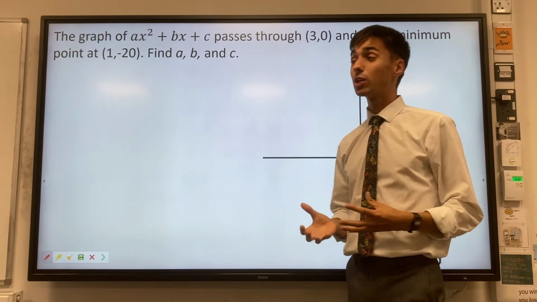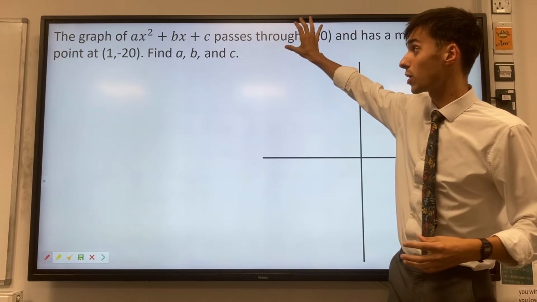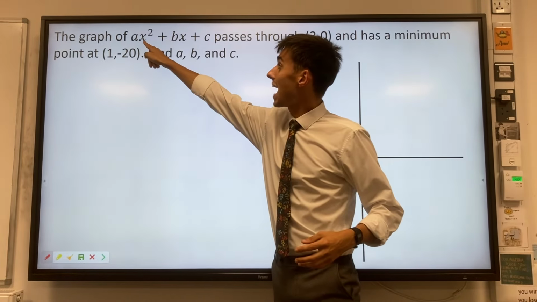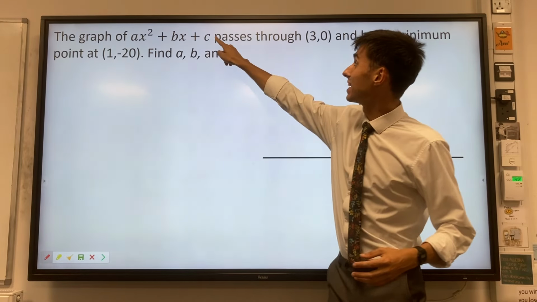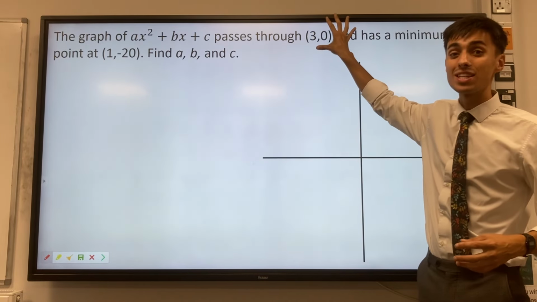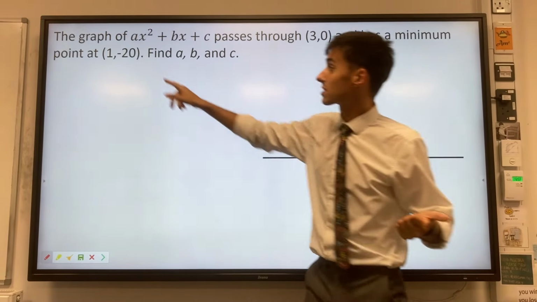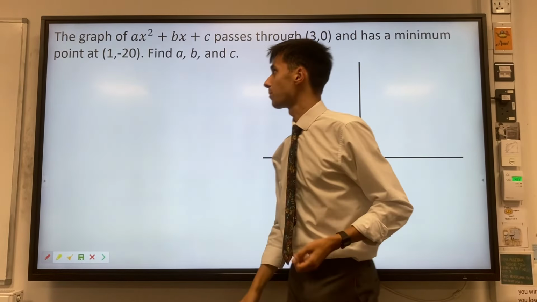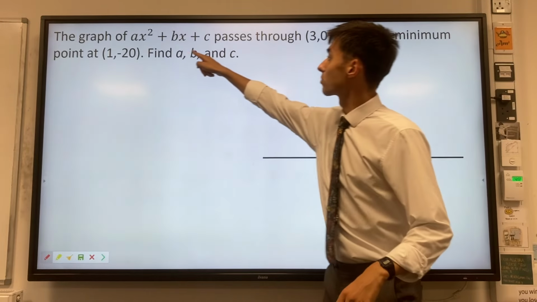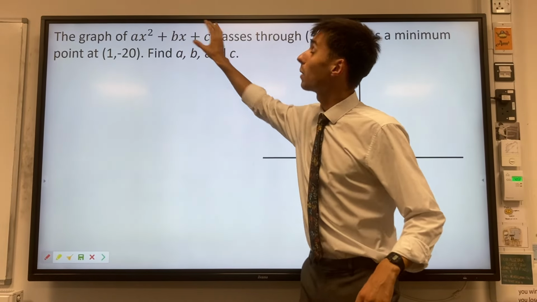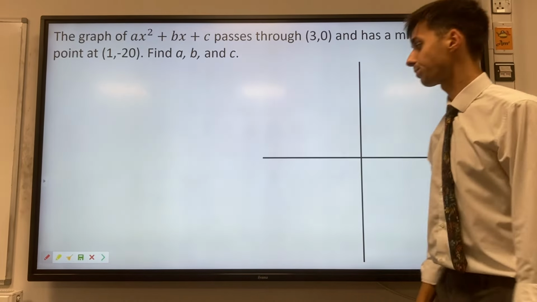This is a really good follow-up problem to my previous video. We've got a graph ax squared plus bx plus c passing through 3, 0. That's one of its roots. And it's also got a minimum point at 1, minus 20. What we want to do is find the original a, b, and c that would produce these points.